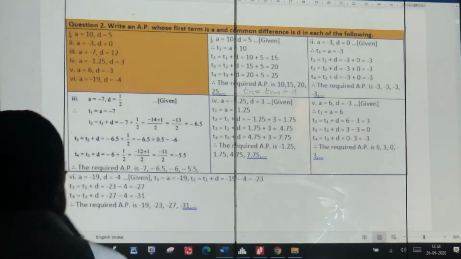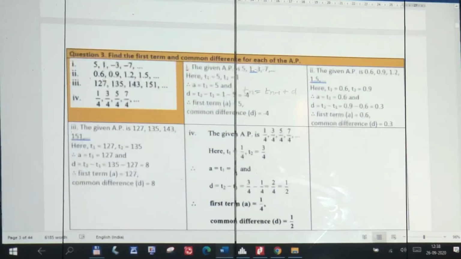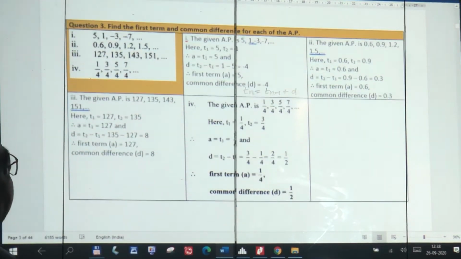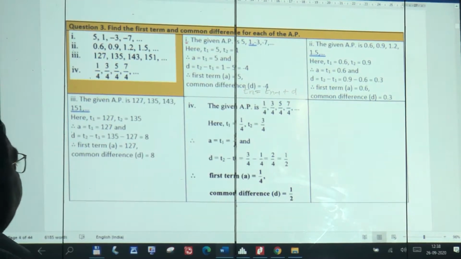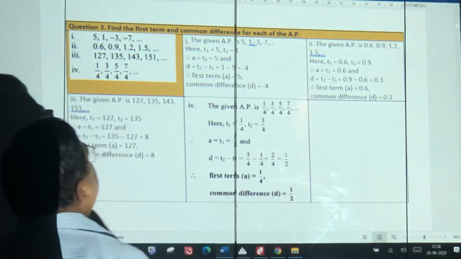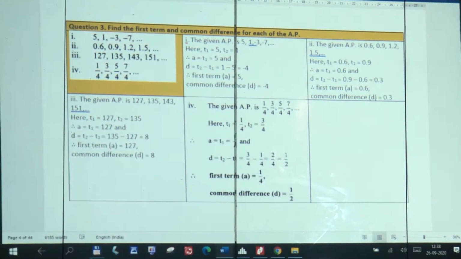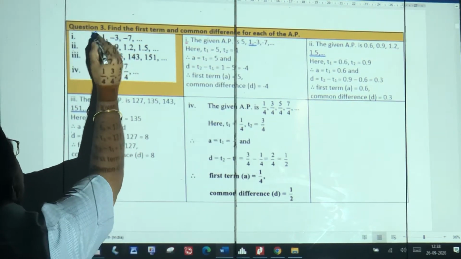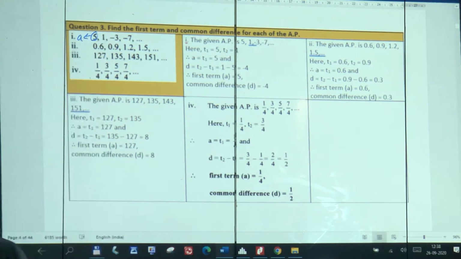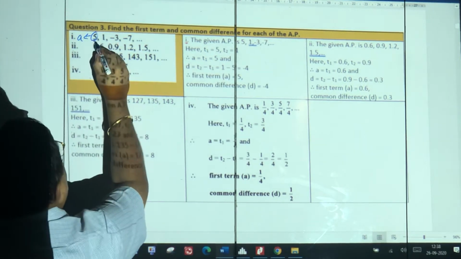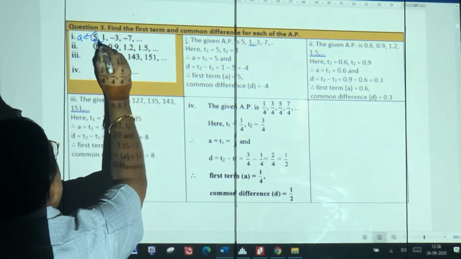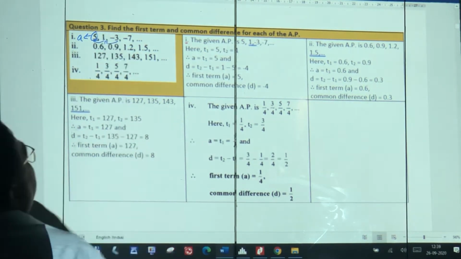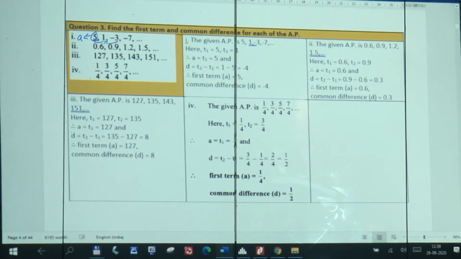Let's have a look. Find the first term and the common difference. So I'm supposed to find A and D. They have given me all the terms. Always the first term is A. Blindly. Don't waste your time. And difference is second term minus first term, third term minus second term. I've taught you already.